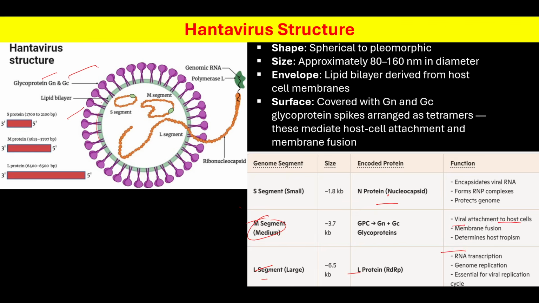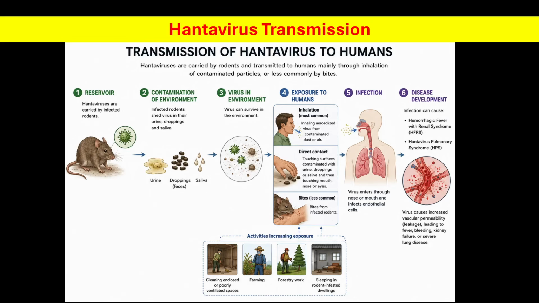The L segment is the large segment, which is around 6.5 kilobases, and this encodes the L protein, which is an RNA dependent RNA polymerase that is responsible for RNA transcription and genome replication, and this is an essential component for viral replication.